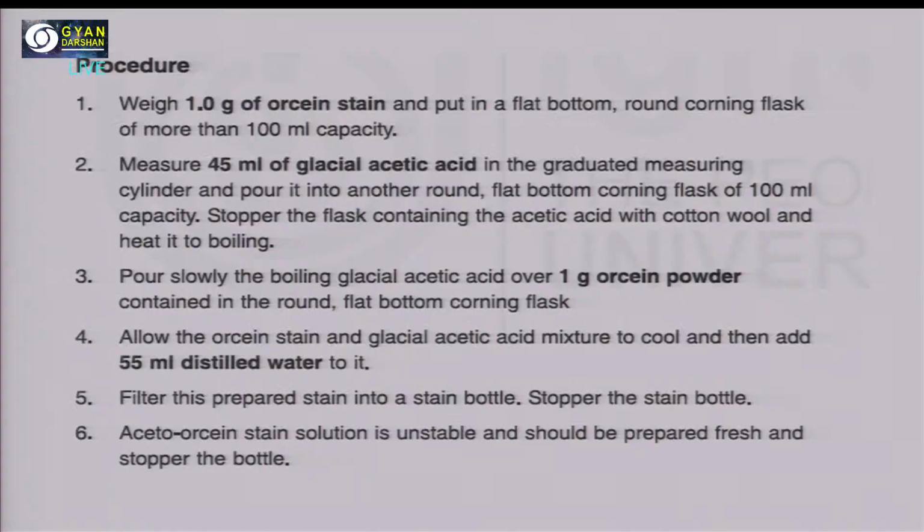That is, first you need to weigh the orcein powder, okay? Then you measure the glacial acetic acid, 45 ml of glacial acetic acid, and then you dissolve the orcein powder into it, heat it to the simmering point, then you add water, 55 ml water to it, filter it, and then store it in a bottle or anywhere you can store it, okay?